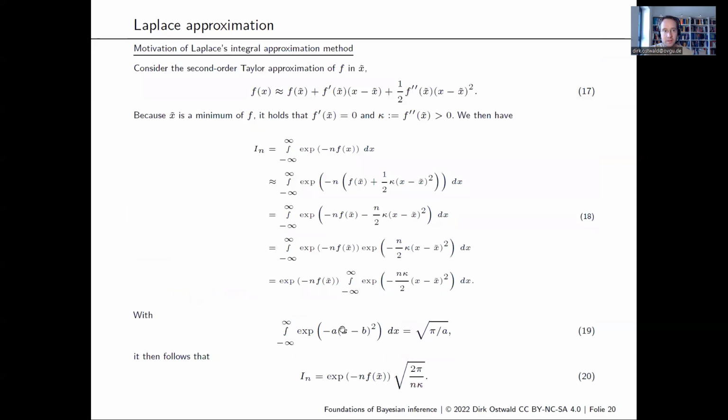So the motivation for the Laplace integral approximation method, not showing that it's getting better for higher n, but at least motivating it in terms of a second order Taylor approximation that's shown here. If you don't know what a Taylor approximation is, that's approximating the value of a function using a linear function around some point, and that's the first order Taylor approximation, so a linear function. A second order Taylor approximation then uses the squared function.